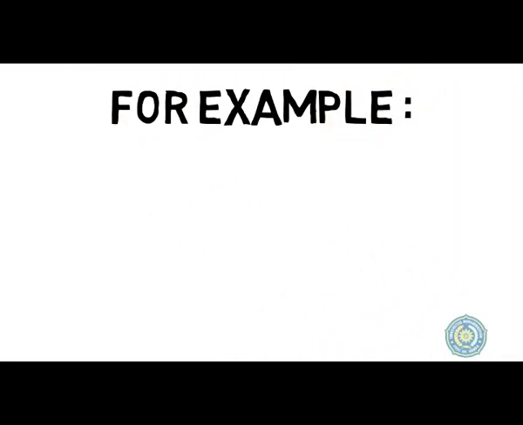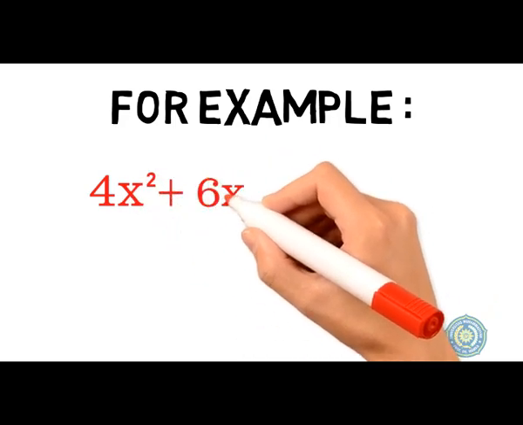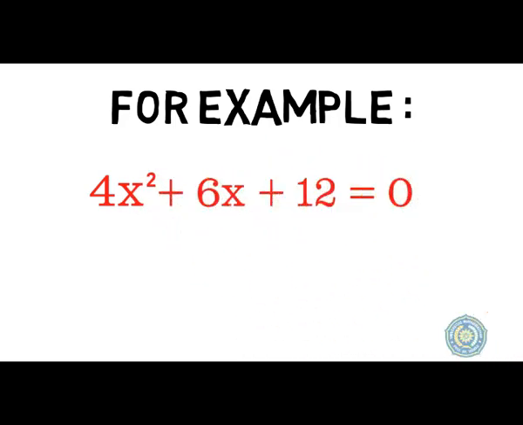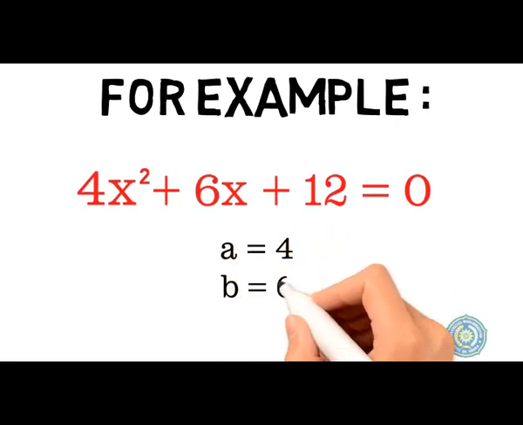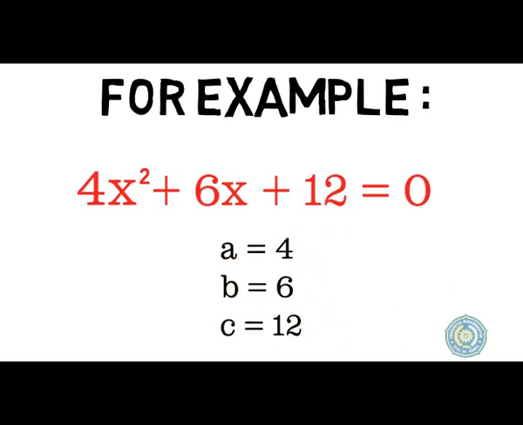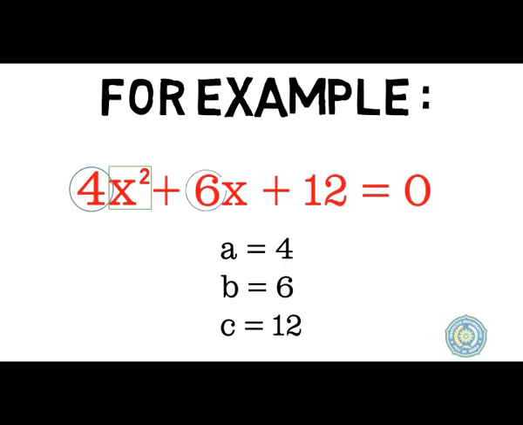For example, 4x squared plus 6x plus 12 equal to 0. A is 4, b is 6, and c is 12. 4 is the coefficient of x squared, 6 is the coefficient of x, and 12 is the constant.